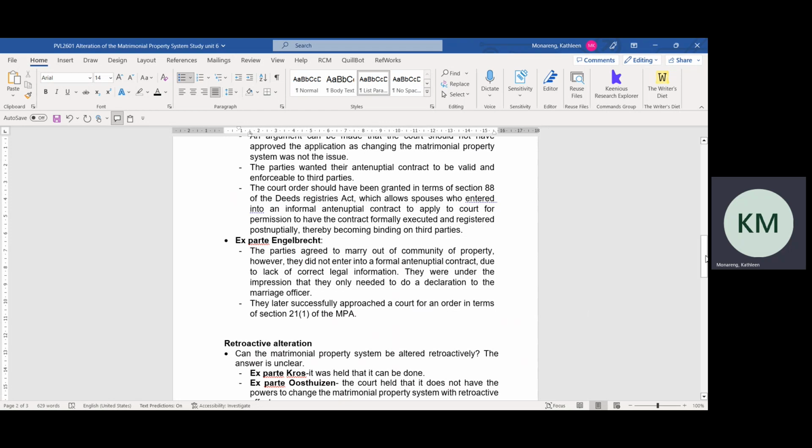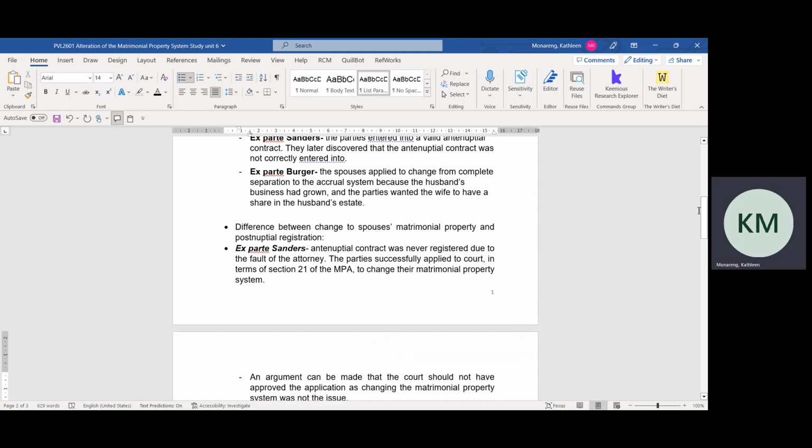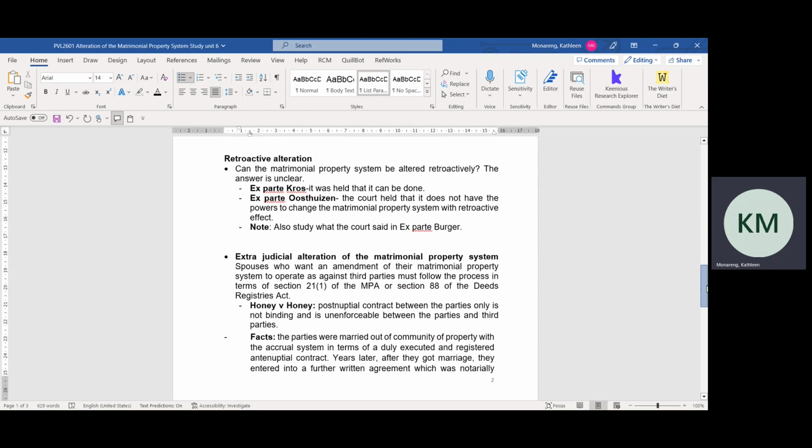So the difference between Section 88 of the Deeds Registries Act and Section 21 subsection 1 of the Matrimonial Property Act is that if the spouses had entered into an informal antenuptial contract, which is only binding on the two of them but not on third parties, they can bring a High Court application in terms of Section 88 of the Deeds Registries Act to request the court for permission to have the antenuptial contract registered at the deeds office, so that it is binding on the third parties and on them as well.